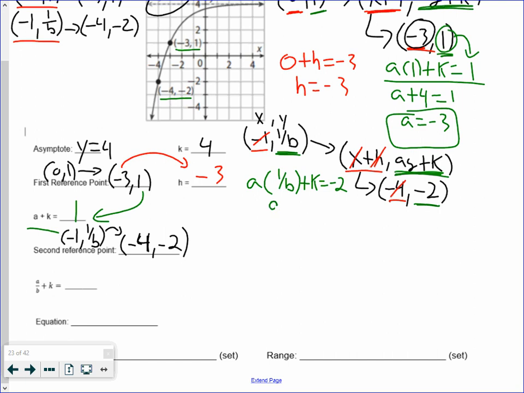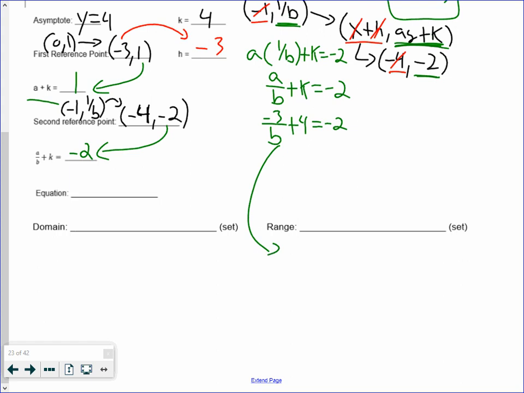Or a over b plus k equals -2. So you can fill out our blank over here: a over b plus k gives you -2. And that comes from the y value of your second reference point. The x value of your second reference point isn't really all that important, since we solved for our h and our a from the first reference point. So all that's left is to plug in our a and our k, since we know what those are, and solve for b. Our a is -3, so that over b plus our k value of 4 gives us -2.